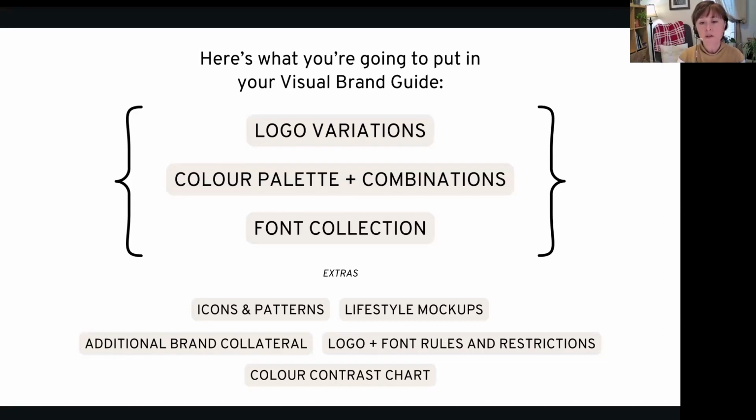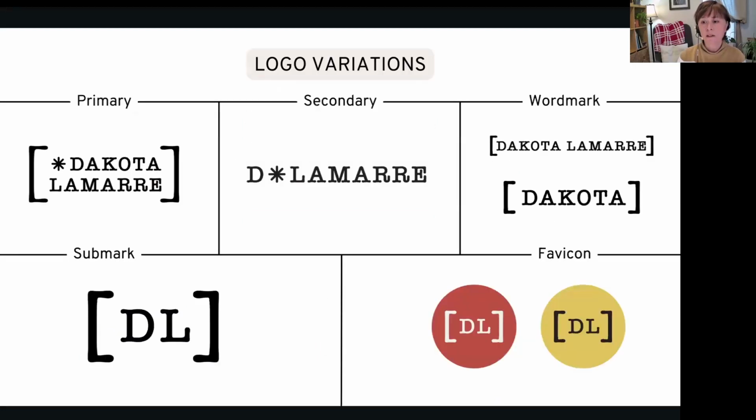Those are the essentials. We also have extras like icons and patterns, mock-ups, brand collateral, logo and font rules and restrictions, as well as a color contrast chart. Those are extras, really nice to have, but you definitely need those essentials. So let's have a look at what they look like.